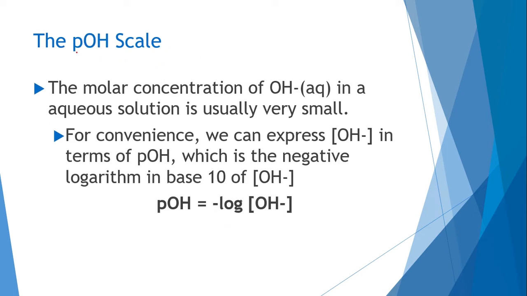The other scale is called the pOH scale. This is where we have molar concentrations of OH negative, and they're also very, very small. So for convenience, we have our pOH scale. pOH is equal to the negative log of your hydroxide concentration. So notice pOH is the negative log of your OH concentration, and pH is the negative log of your H plus concentration. Those are both very important equations to write down. But notice they match.